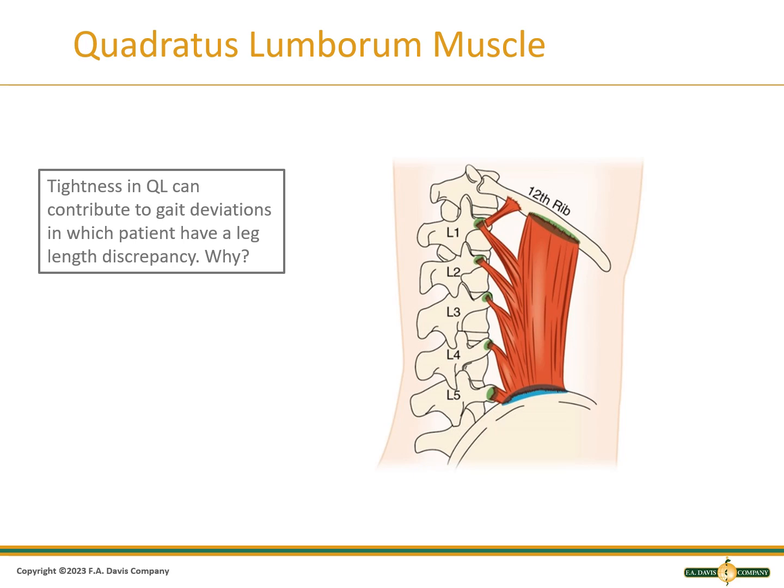Quadratus lumborum is our lateral trunk muscle, so it's going to help us with lateral trunk flexion. Tightness in the QL can contribute to gait deviations in which a patient has a leg length discrepancy. I want you guys to think about why that would be the case based on its origin and insertion and how we would get a leg length discrepancy if we had tightness in the QL.